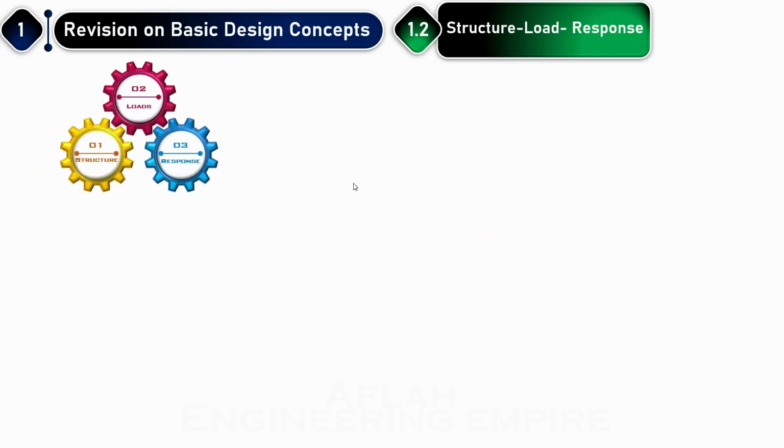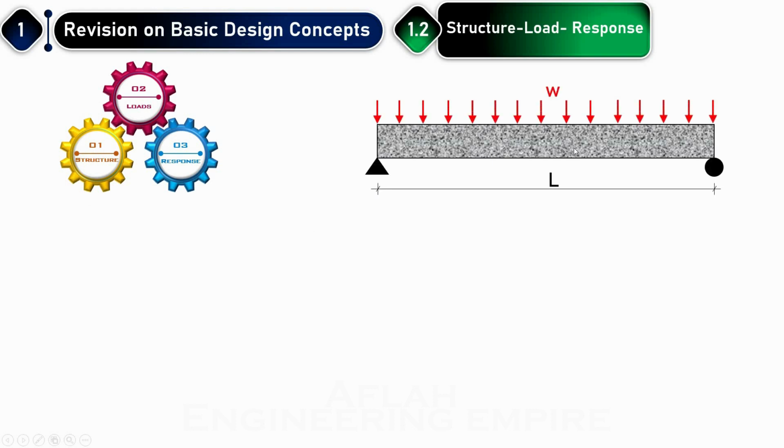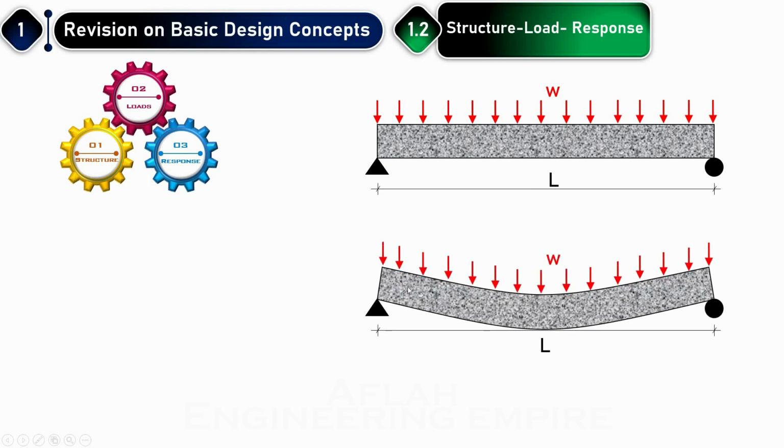Now let's see some representations. There was here a beam. This beam is acted upon by a load. So there is a structure or a structural member, and there is a load. So due to this load, this member is expected to deform like this. And due to this deformation, this is a response.